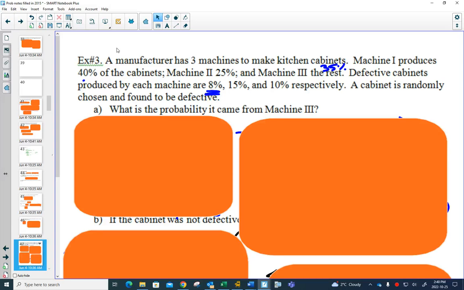Now, no matter which machine you use, sometimes it makes mistakes. So machine 1 obviously looks like the best machine. They use it the most, and it only makes mistakes 8% of the time. That still would probably be, if you owned this company, you would be mad at that machine. 8% errors out of a machine is quite a bit. Okay? But machine 2 is even worse. It's 15%. That's the really old machine.